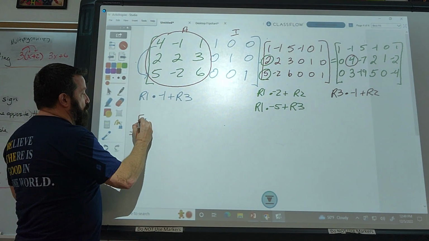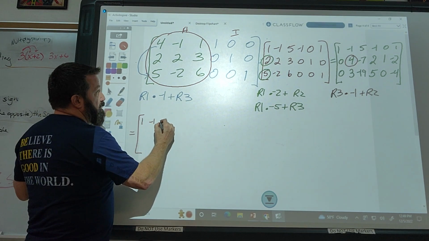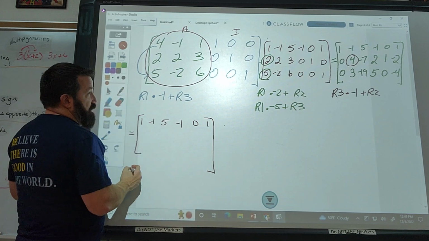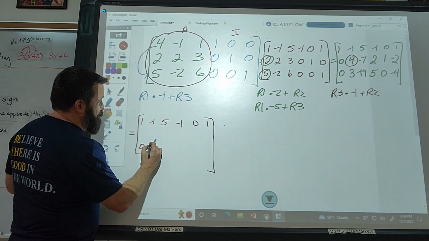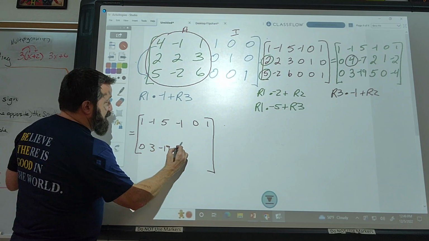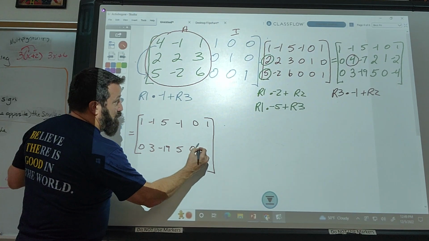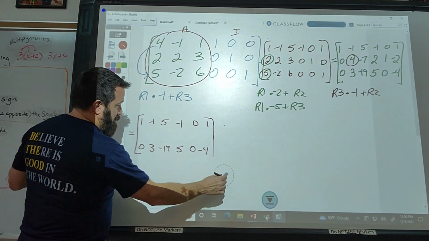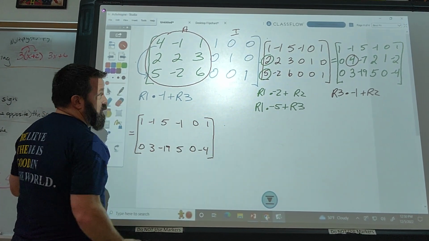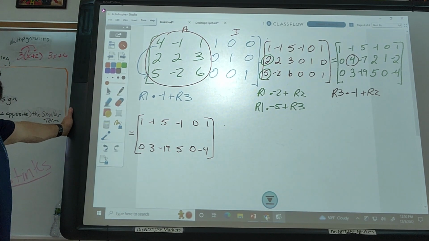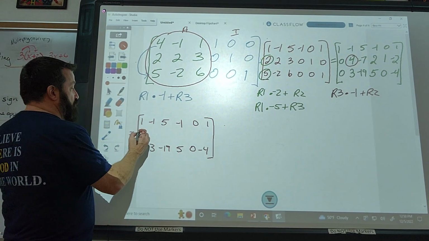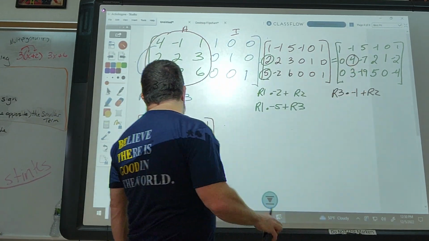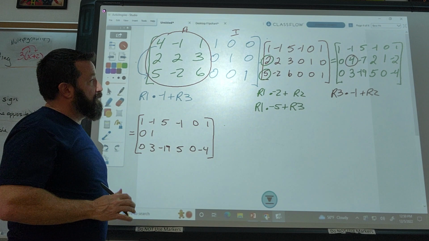So top row 1, -1, 5, -1, 0, 1. That stays. 0 bottom row, 0, 3, -19, 5, 0, -4. So as I do that, 0 times -1 plus 0 is still 0. 3 times -1 plus 4 is a 1. Better be, that's what I'm shooting for.